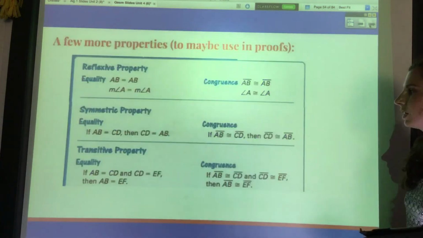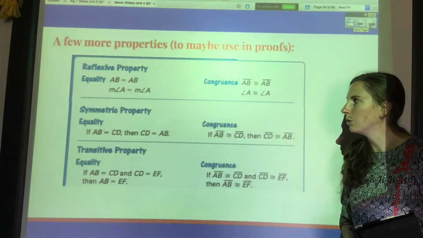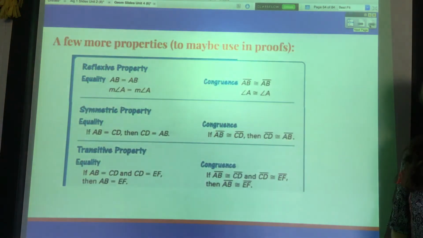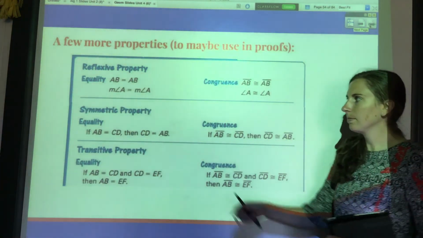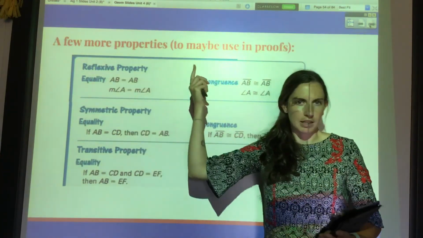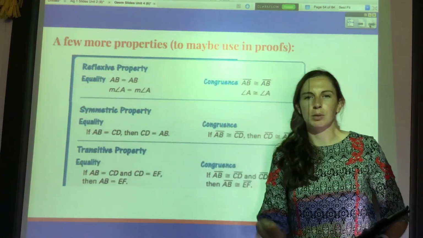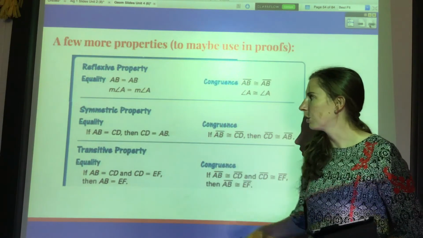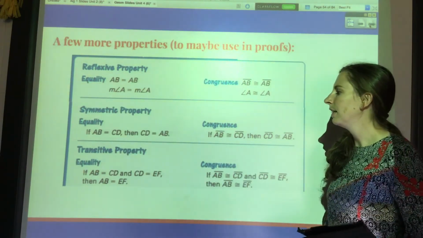All right, I want to share with you just a couple properties you might use. One of them we just mentioned. It's called the reflexive property. Anytime you say something is just equal to itself, it's called the reflexive property, like you reflect on yourself, or it's reflected back to you.